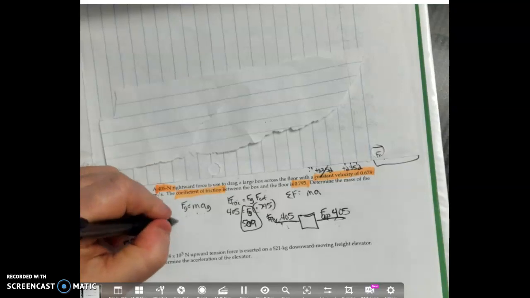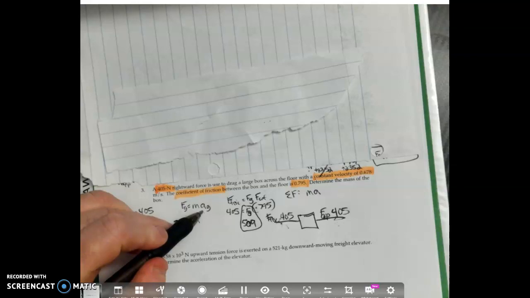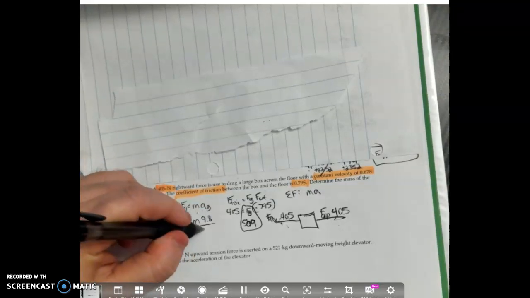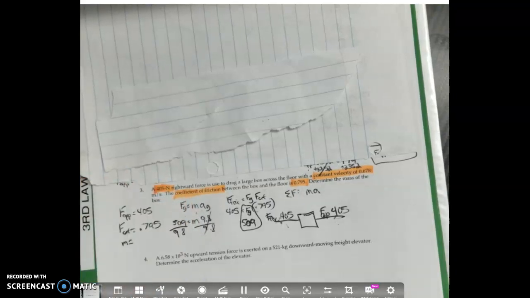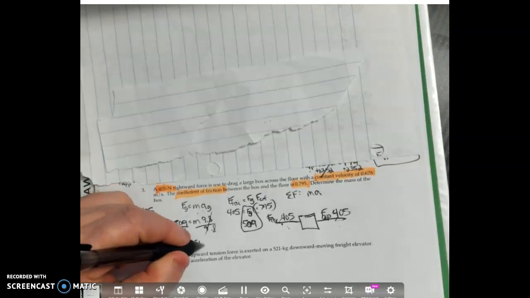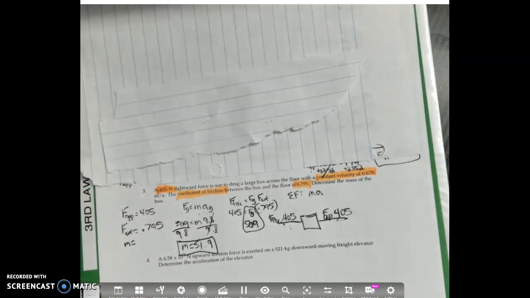So now if we come over here, we've got 509 equals mass times the acceleration of gravity, that's a constant on Earth, so that's 9.8. So we're going to divide that out. 509 divided by 9.8 is 51.9. So mass is 51.9. You could just say 52 if you wanted to, and that's it. Done. Super fast, super easy.